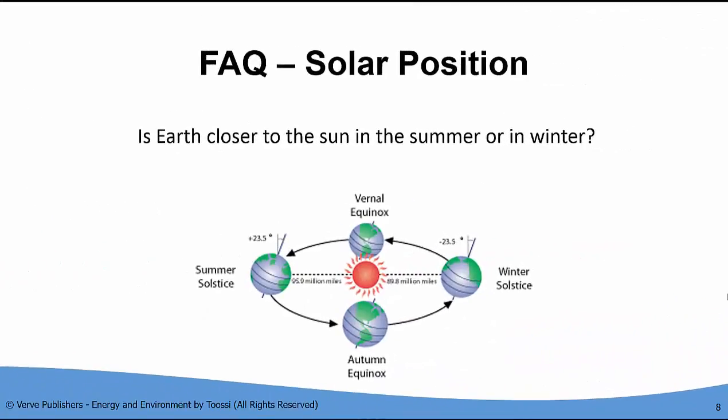4 times in the year are of particular interest. The winter solstice is around December 21st. That's when the days are shortest. We have the longest nights. The summer solstice, we have the shortest nights and the longest days. On 2 other days, which are the autumn and vernal equinox, days and nights are exactly 12 hours.